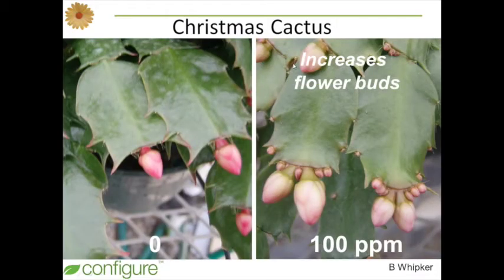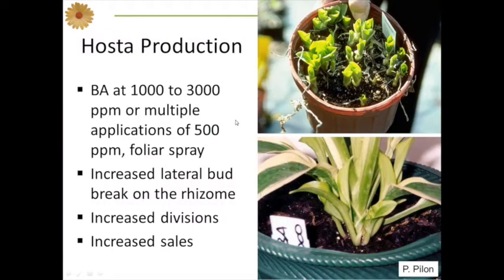As Brian mentioned, BA has been used on Christmas cactus for a long time. Depending on when you apply it, you will get either an increase in the number of leaves, the number of phyllocades, or an increase in the number of flower buds. And notice these rates are pretty low. Hosta is another crop that BA has been used on for a very long time, particularly in the nursery industry, but the rates are much higher, up to 3,000 parts per million or multiple applications.